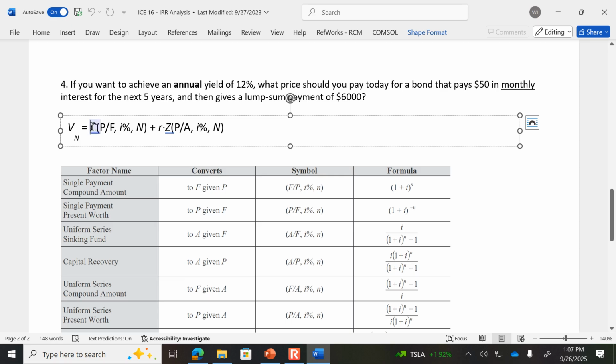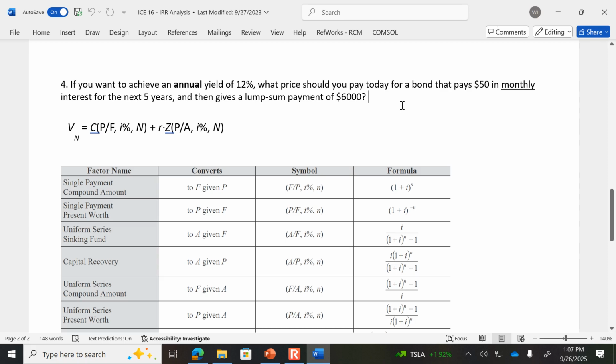And so C is how much you're going to get in the future. Here it tells us that that lump sum value in the future is $6,000. So C is $6,000. Someone's going to give you $6,000 5 years from now. And by the way, this problem is monthly. It says that you're getting interest in monthly terms. And so N would be 12 months per year times 5 years, so there's 60 periods. And that's significant because the other part of the bond's value is the periodic interest payments.